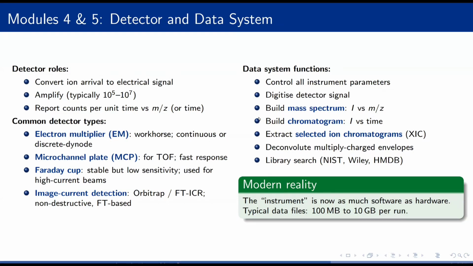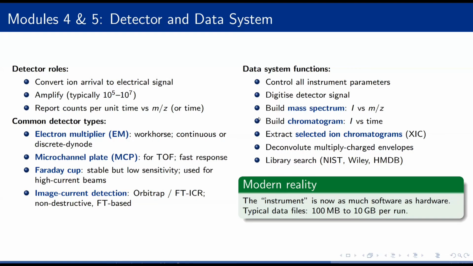The most common detector is the electron multiplier. When an ion hits the first surface, it kicks out several electrons. Those electrons are accelerated and hit a second surface, kicking out more, and so on through a cascade of dynodes. By the end of the cascade, a single ion has become a pulse of about 1 million electrons, easily measurable.